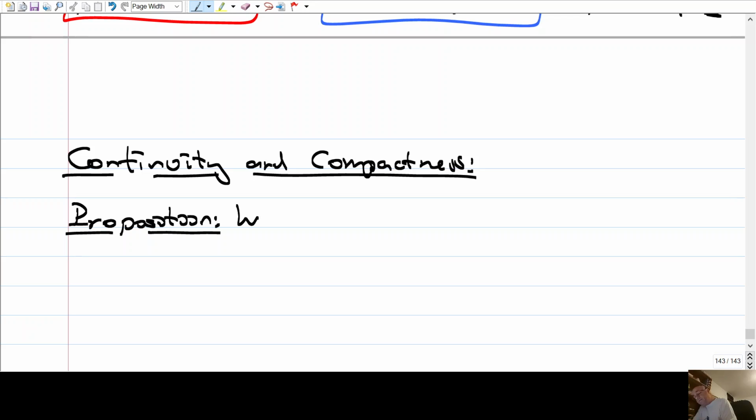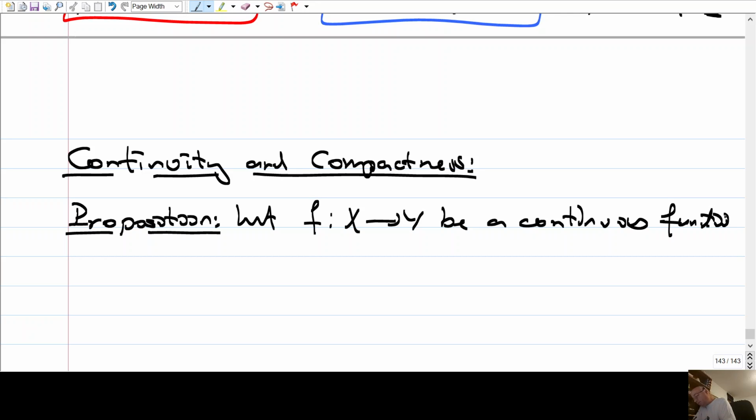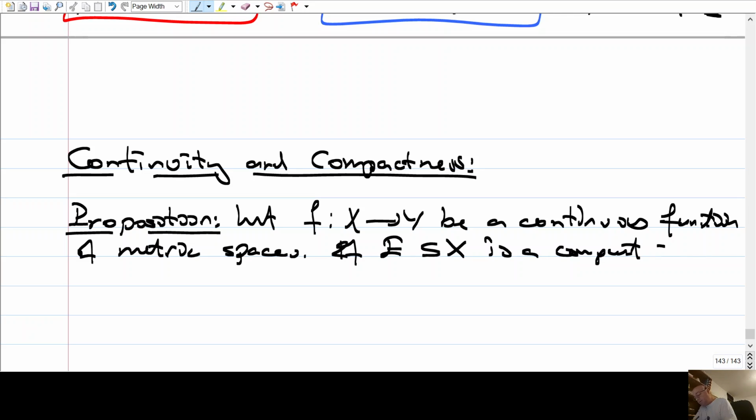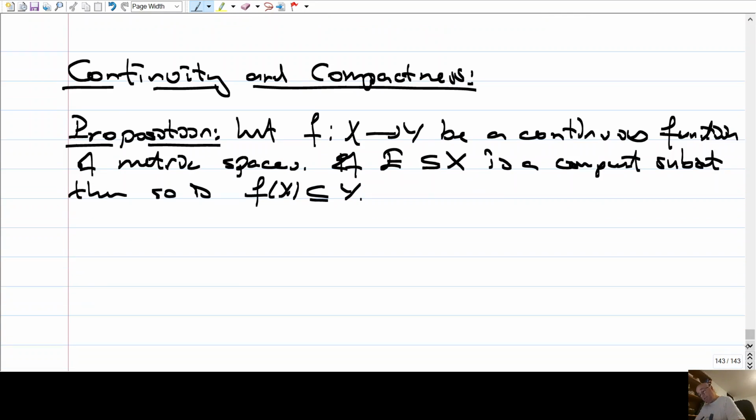So let f, let's say from X to Y, be a continuous function of metric spaces. If E is a compact subset, then so is f of E. So if you take a compact subset in X, its image in Y is also a compact subset. And here is the proof.